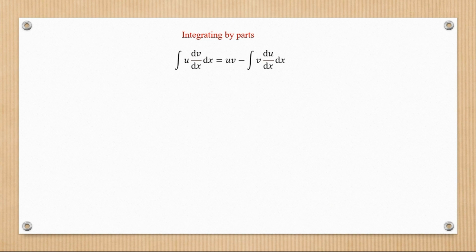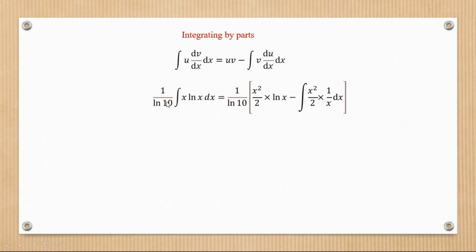Therefore, integrating by parts, in the formula we're going to substitute in the values. Remember that we already have this constant on the outside of the integral, so we have to remember that. We're going to have this constant on the outside, then put all the rest inside a bracket. So it's going to be 1 over ln 10 into bracket. Remember we let u be ln x, and v is x squared over 2, so it's x squared over 2 times ln x minus the integral of x squared over 2, the value of v that we got, times du dx, which was 1 over x, then dx.